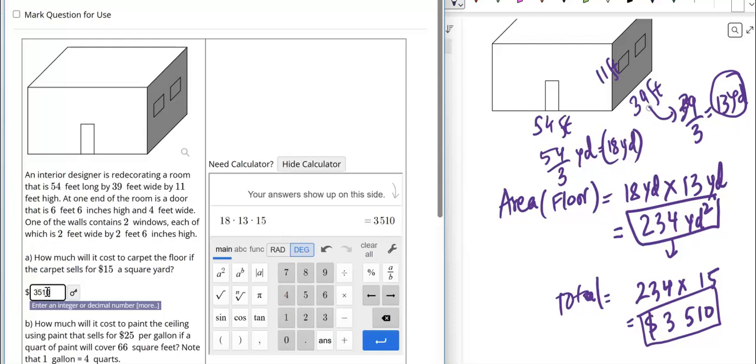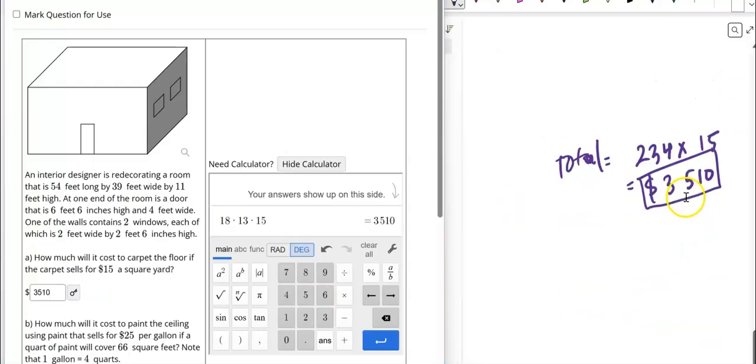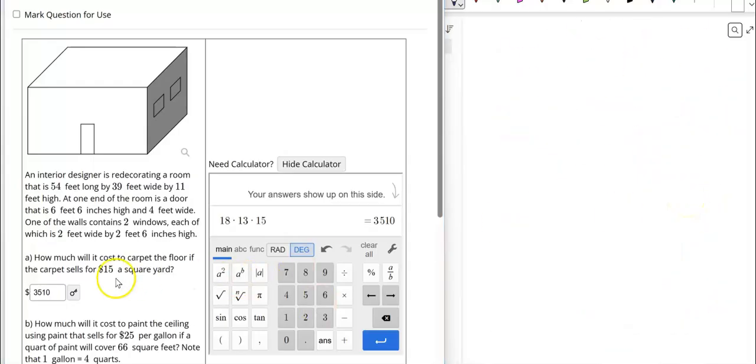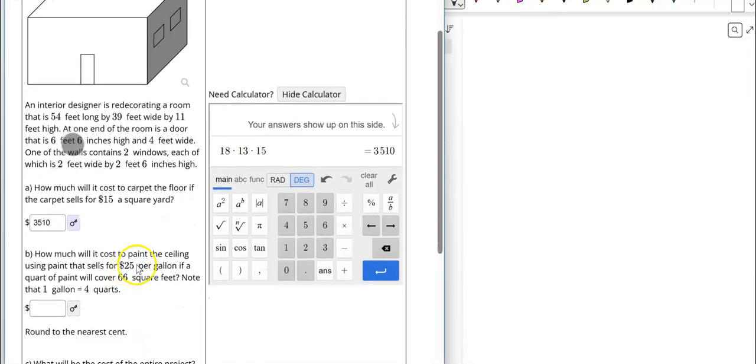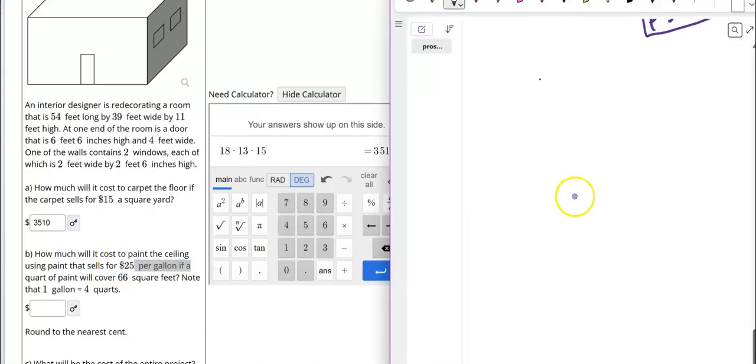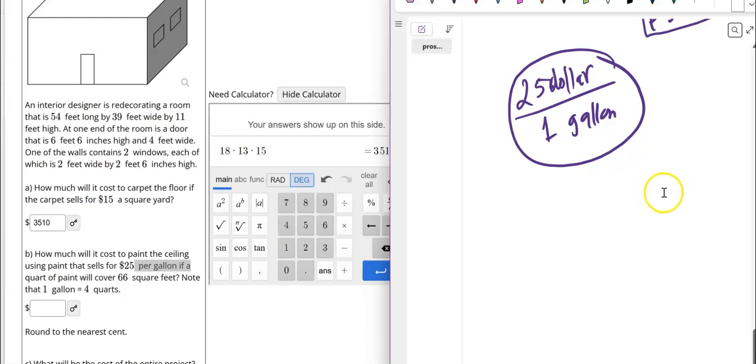Okay. Next question. How much will it cost to paint the ceiling using paint that sells for $25 per gallon? Notice that $25 is per 1 gallon. This is the cost for a gallon of the paint. So 1 gallon costs $25. We can say $25 divided by 1 gallon, which is $25 per gallon.